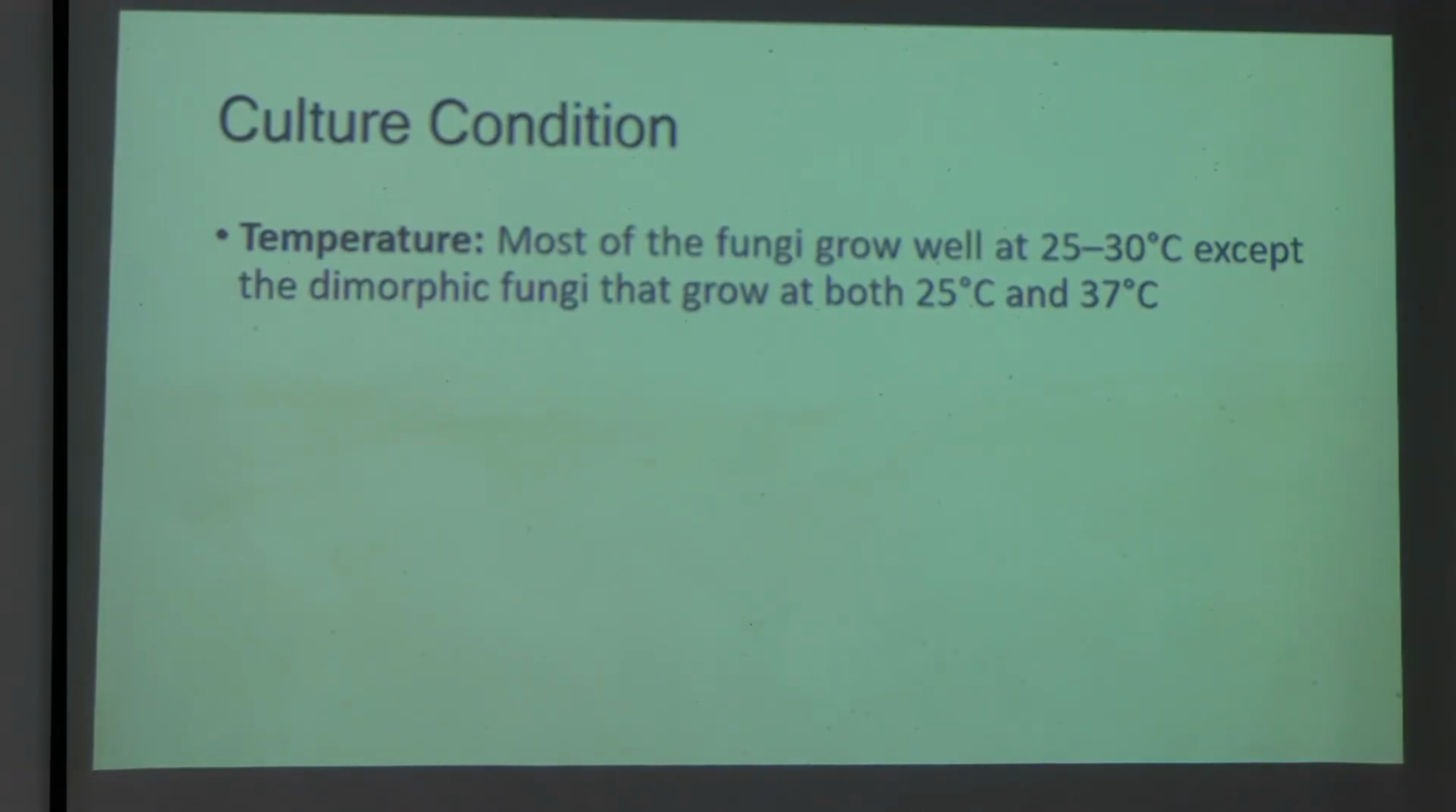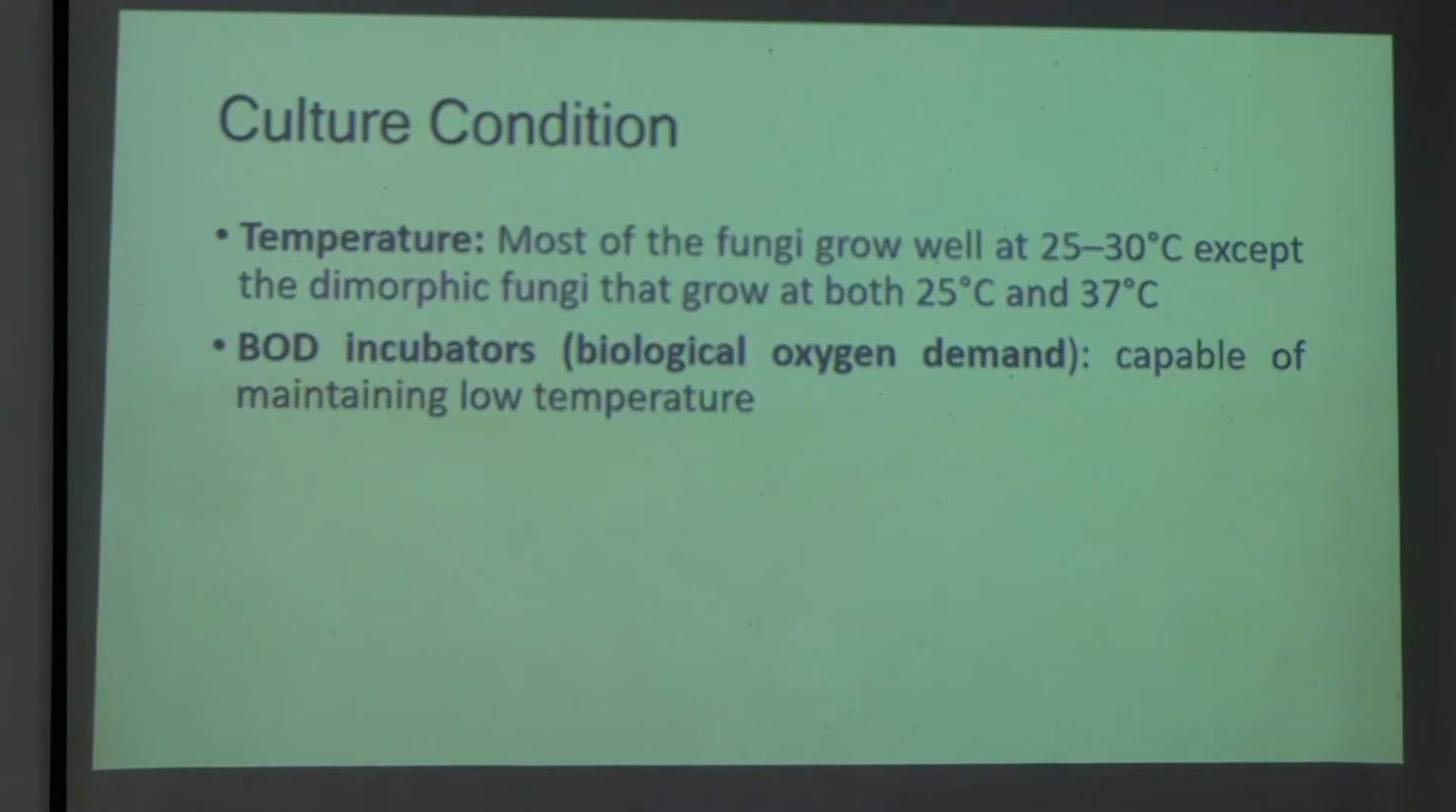Mostly the temperature we require to grow a fungus is 25 to 30 degrees, except the dimorphic fungi. Dimorphic fungi can grow at both 25 degrees and 37 degrees. So at 25 degrees, it will be in which stage, which form? Mold, yes, very good. At 37? Yeast, very good.